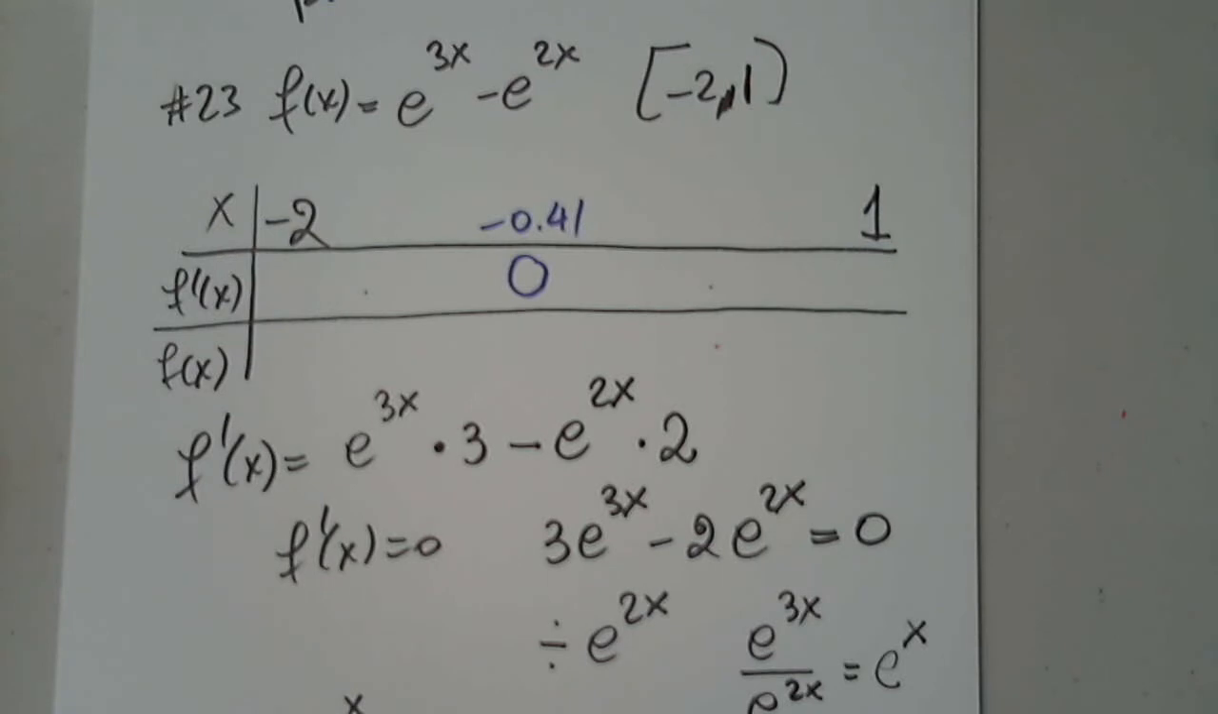So I'm sharing my screen. In y equals, I clear, and I have 3 e to 3x minus 2 e to 2x. Good, so I will plug in the derivative. I plug in -2, see what I get. And I plug in 1, see what I get. So it's negative and positive.